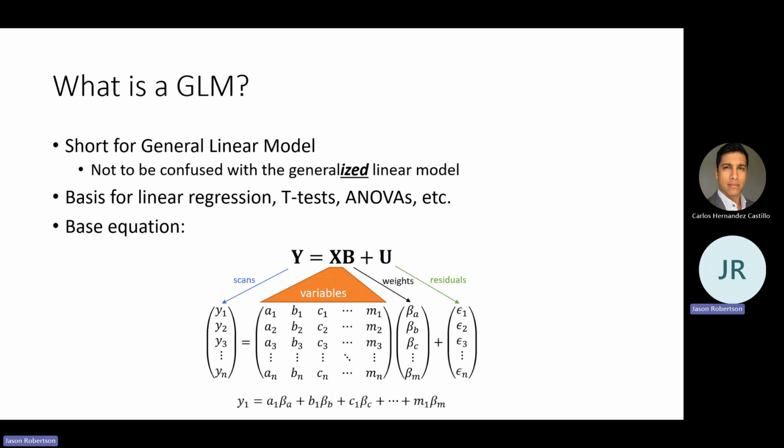So when you multiply it out, for each scan you wind up with an equation like this, where everything is a linear combination of the various variables.